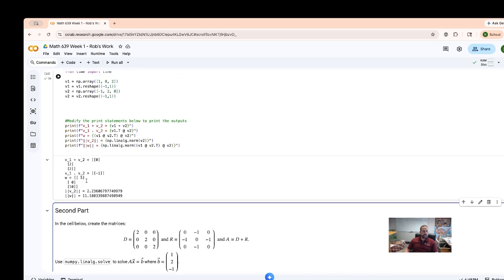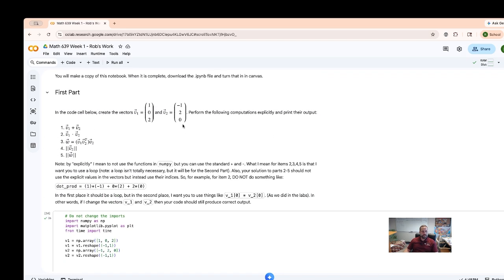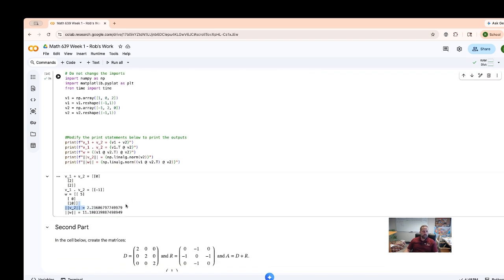So the norm of V2, if you compute it, is going to be the square root of 5. This is roughly the square root of 5. And the norm of W, if you compute it, should be 25 plus 100, 125. This is roughly the square root of 125, out to whatever precision that is there.